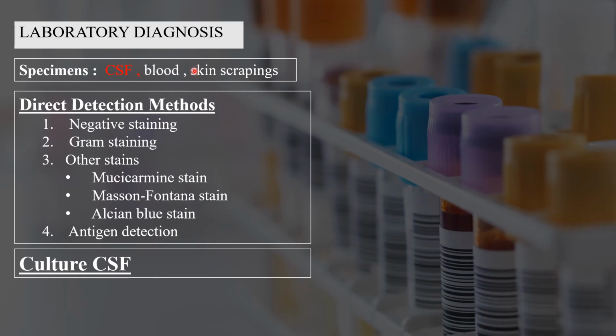Coming to the most important part, laboratory diagnosis. For writing laboratory diagnosis, we must know what are the specimens to be collected and then the methods. So the specimen here we will be collecting is CSF. In other cases, we also collect blood and skin scraping for cryptococcosis, but for cryptococcal meningitis, the most important specimen is CSF. So we have direct detection methods like negative staining, Gram staining, other stains like mucicarmine stain, Masson-Fontana stain, Alcian blue stain, and then we have antigen detection. Also, we do culture of CSF.